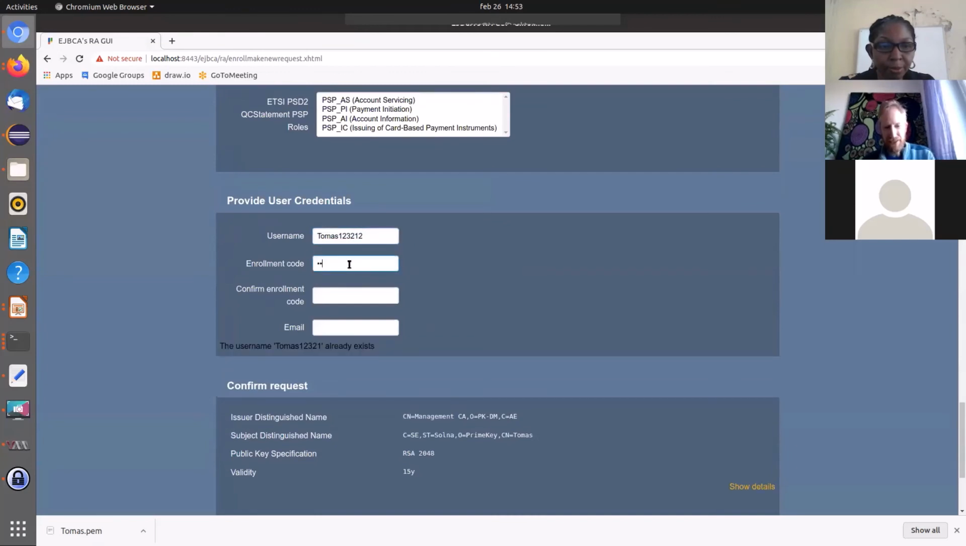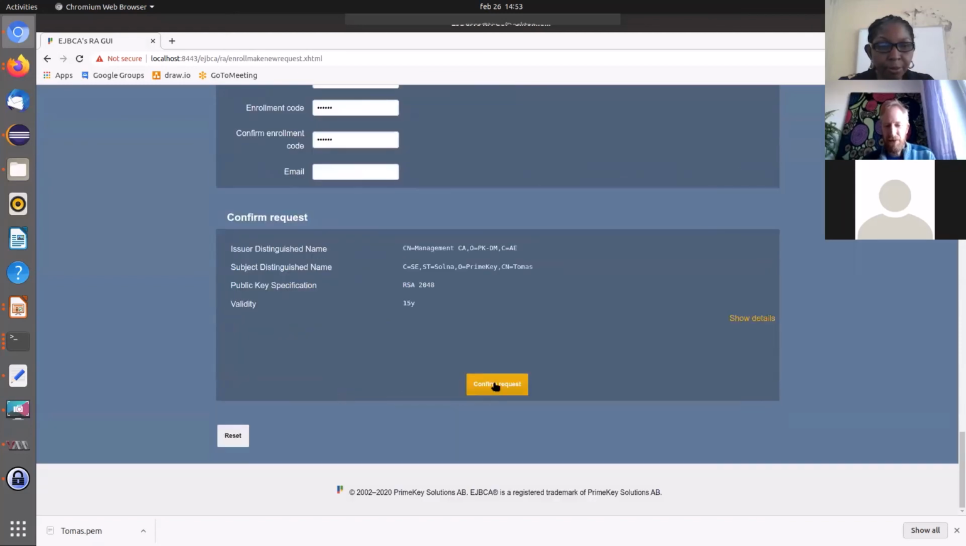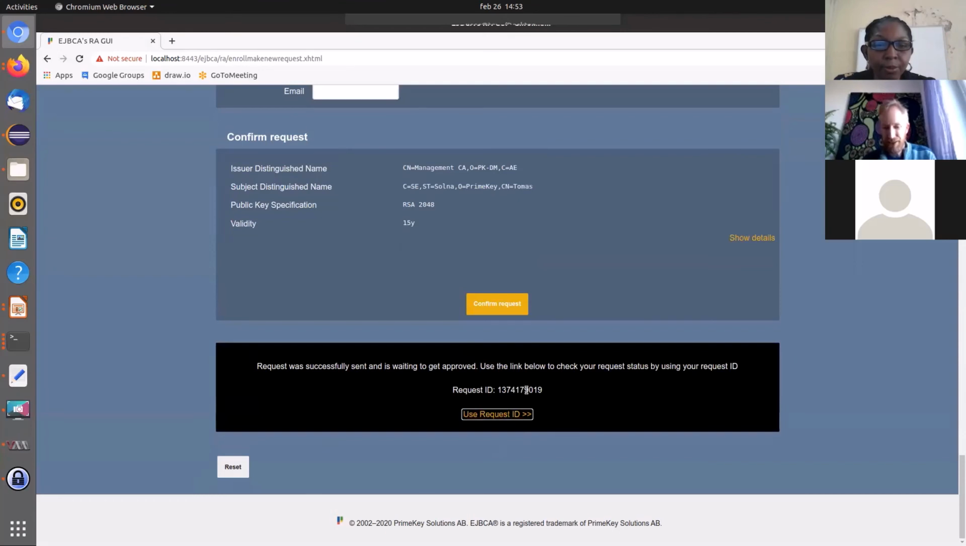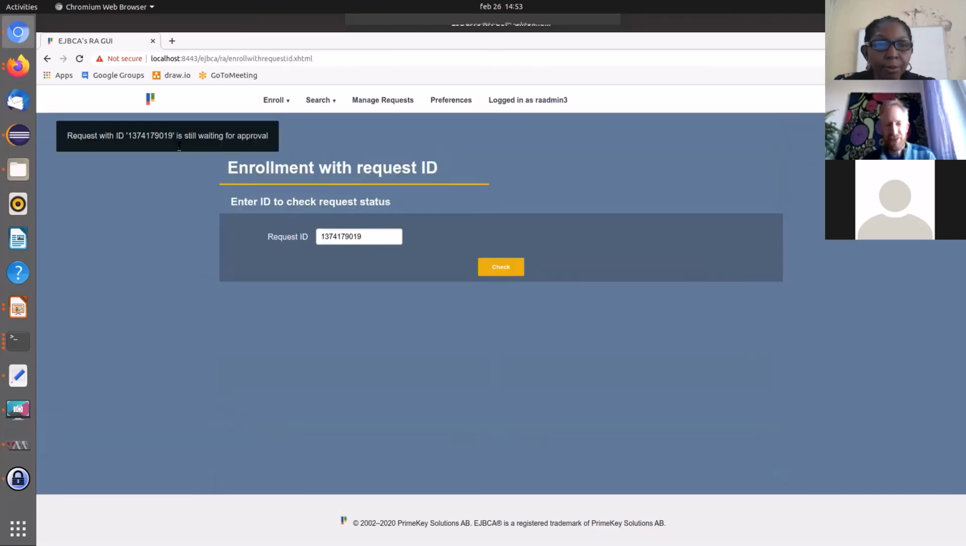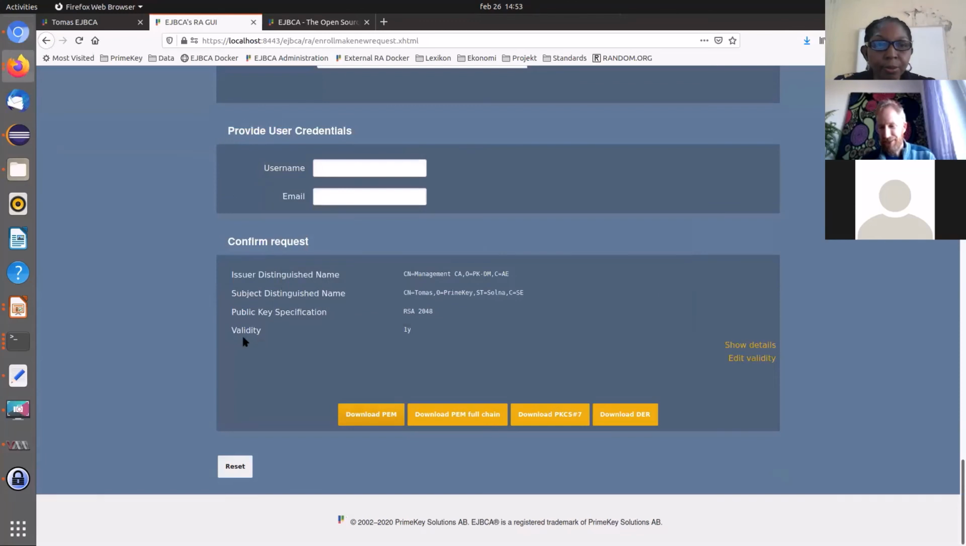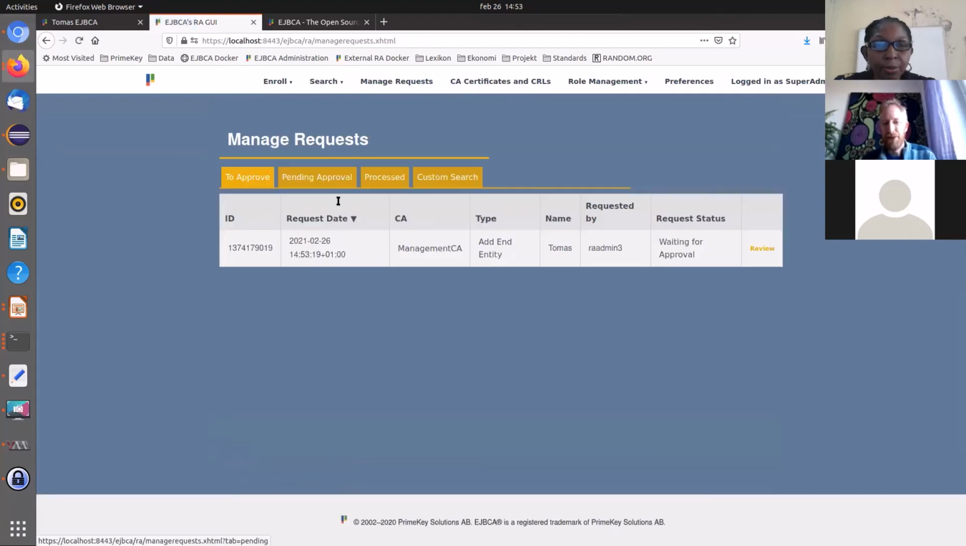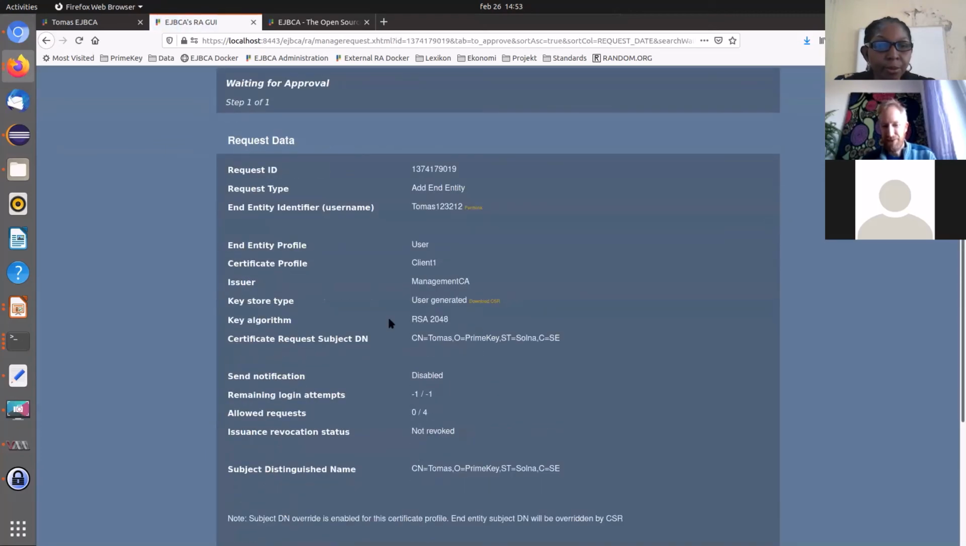Here I enter a username and actually give a password, which I will use later on when I retrieve my certificate. So now a request has been sent to the administrator, and I can see I have a request ID, which I can check. So it says it's waiting for approval. And then in my other browser, here I am the administrator who is allowed to approve. And then I can manage requests. And here I see, okay, this is the request that came in. And I can look at it and see what was requested.